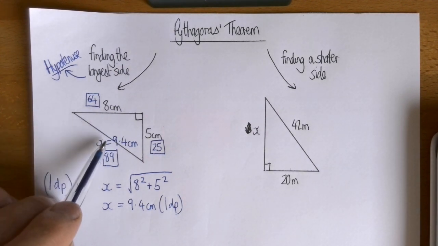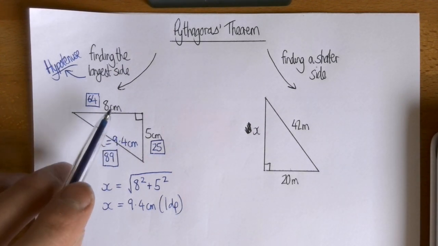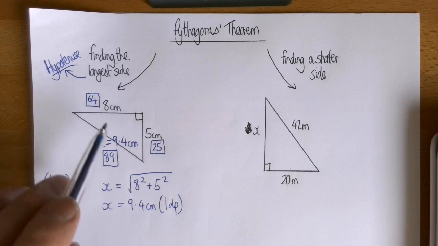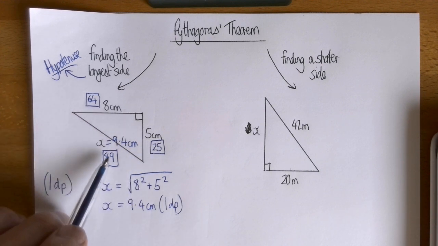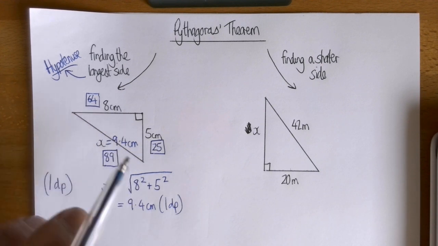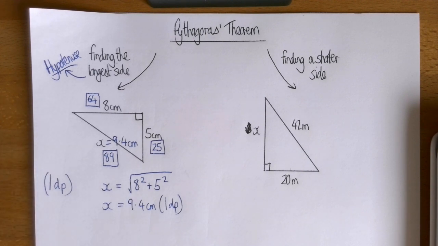So if you want to find the longest side in a right-angled triangle, square the two sides that you know, add those two squares together, square root that, and that gives you the length of the longest side. Second sort of problem then.